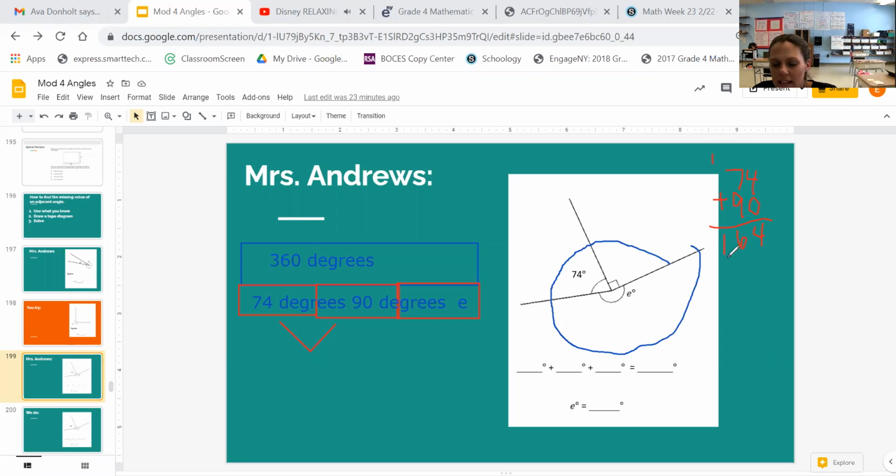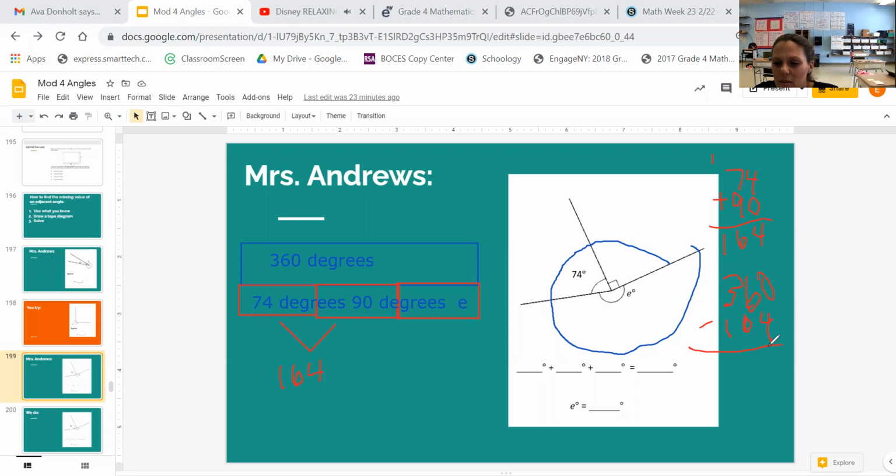And you should get an answer of 164. And we're done, like Mrs. Barnes said. Thank you and good night. No, then we need to find, because that just gives us these two parts. We need to find the difference of this missing part. So we're going to take our total, which remember our whole is 360, and subtract that 164.